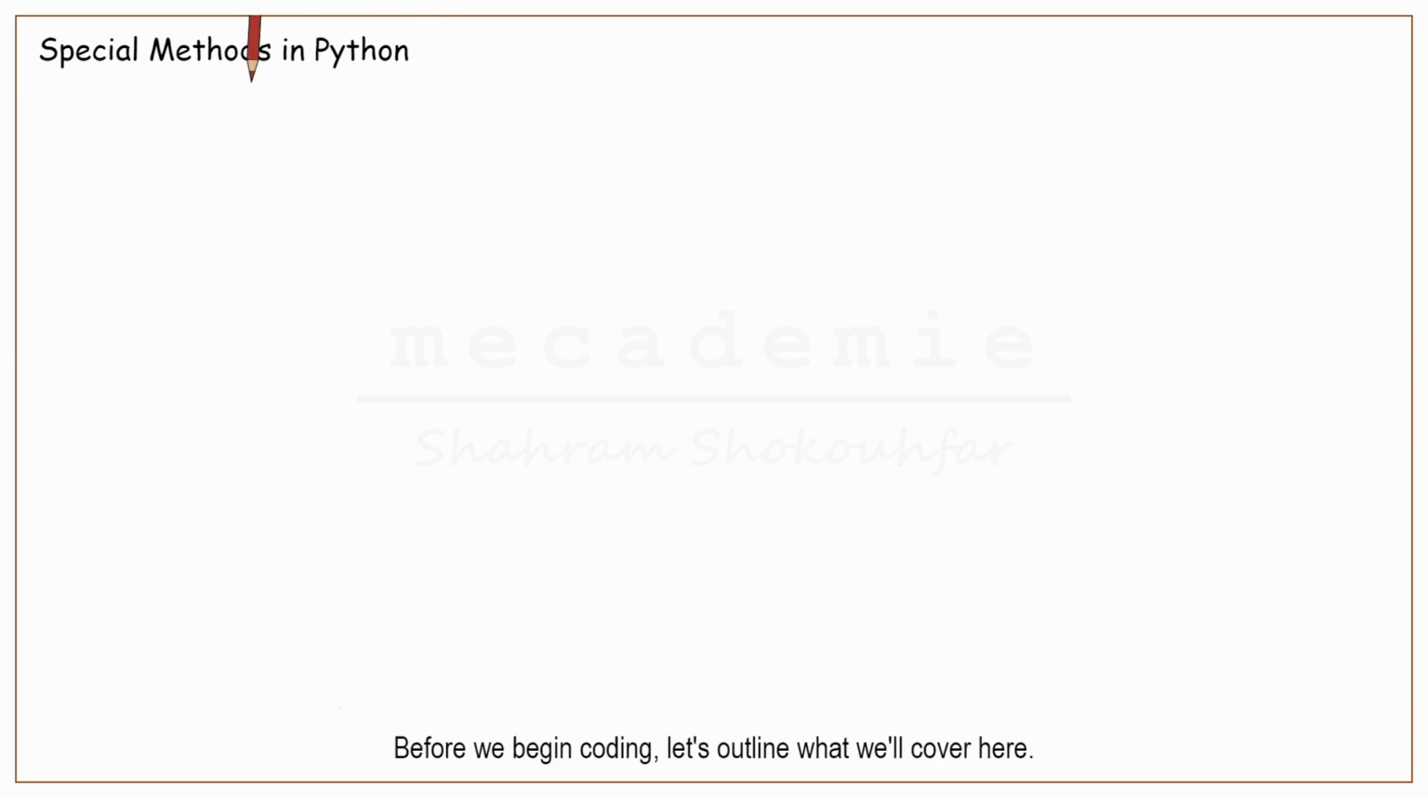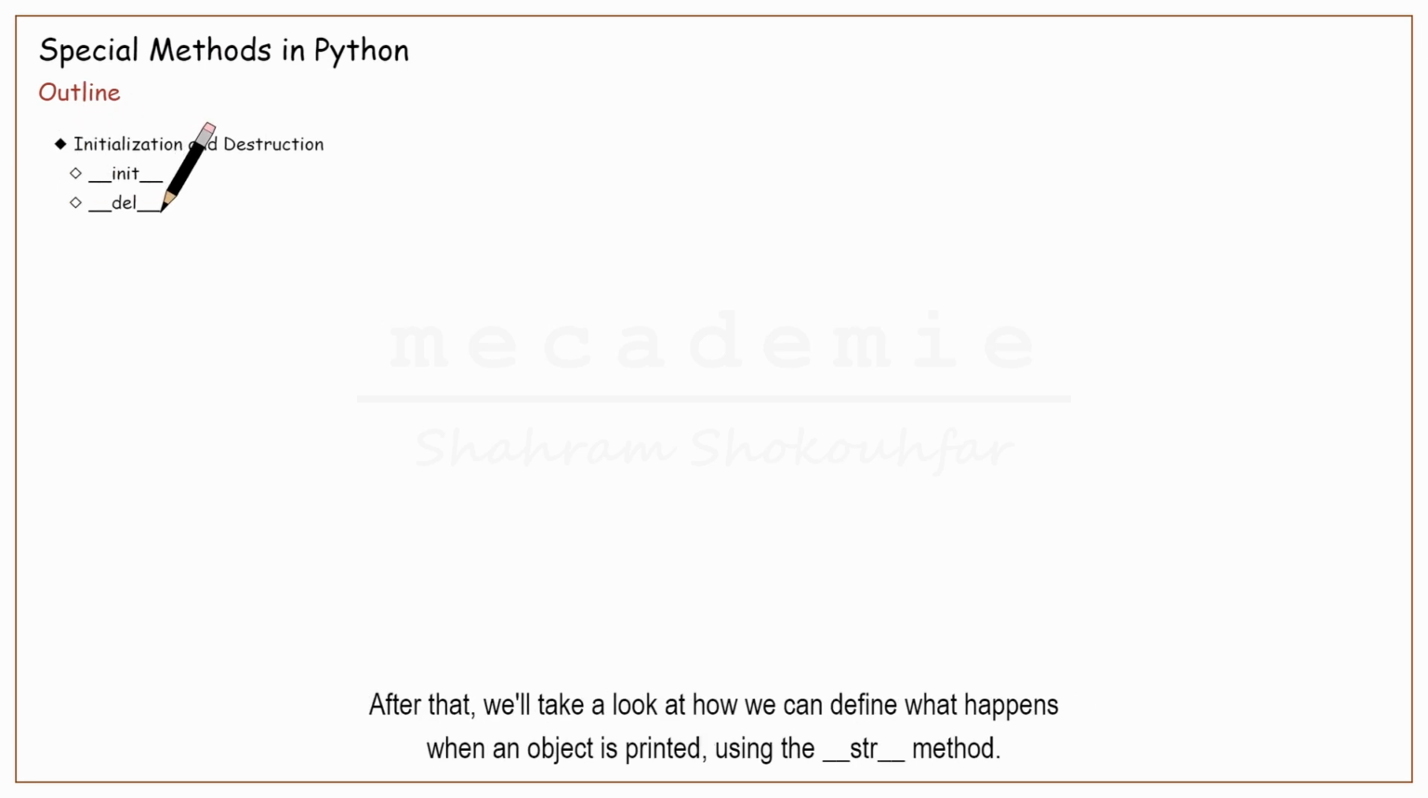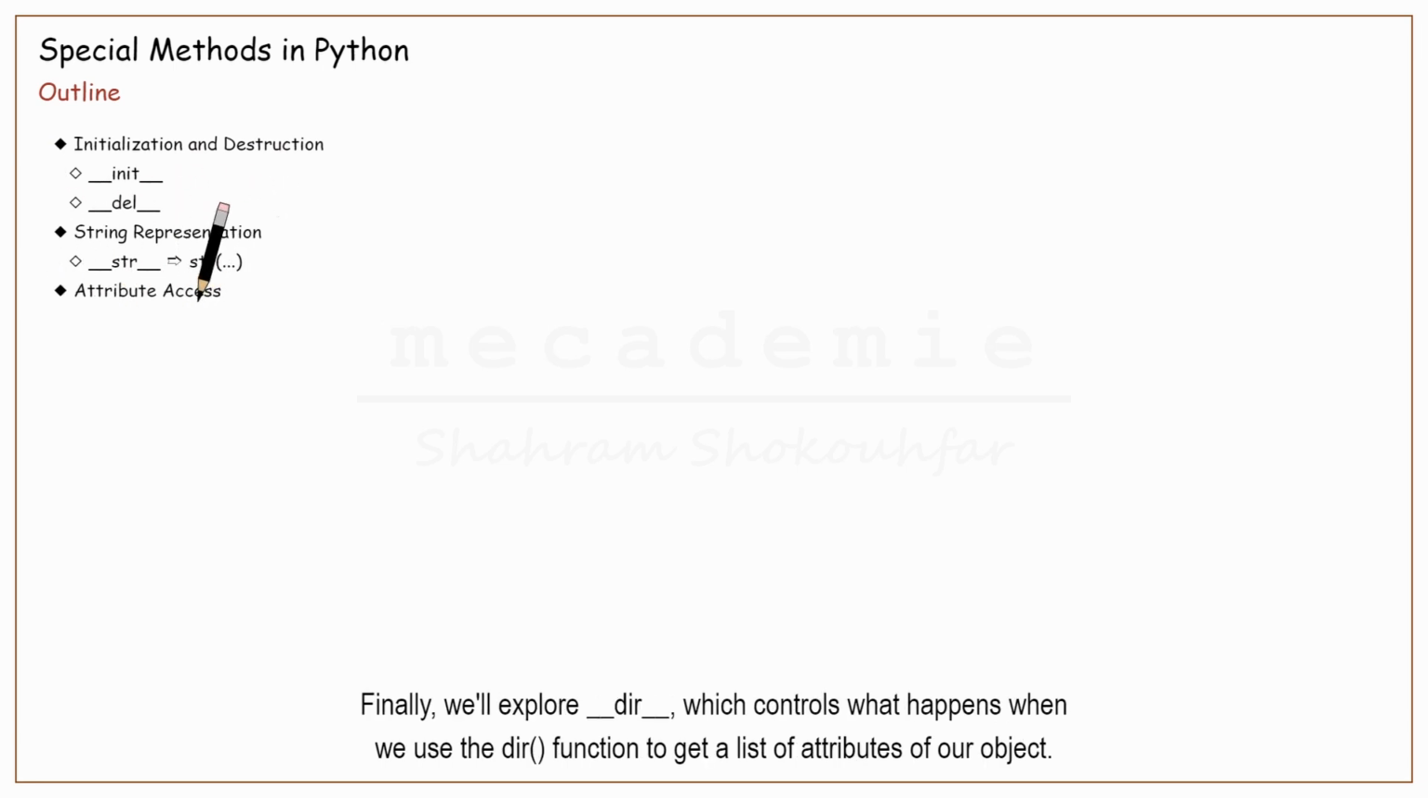Before we begin coding, let's outline what we'll cover here. We'll start by exploring two of the most essential special methods, init and del, which handle the construction and destruction of objects. After that, we'll take a look at how we can define what happens when an object is printed using the str method. Finally, we'll explore dir, which controls what happens when we use the dir function to get a list of attributes of our object.